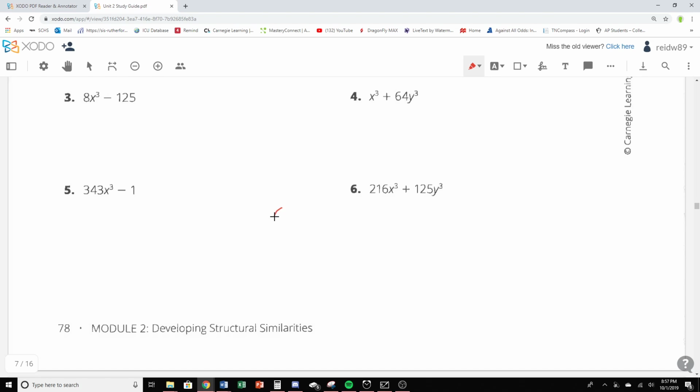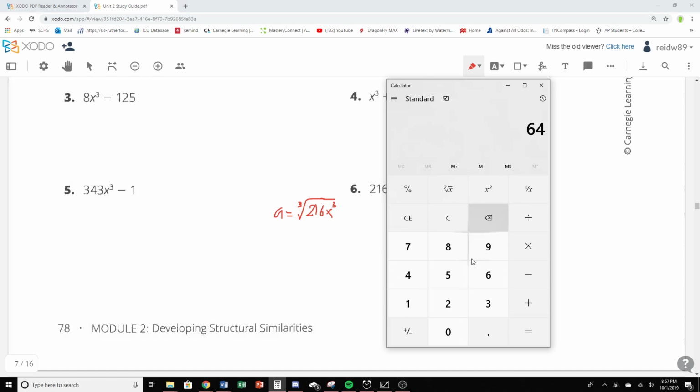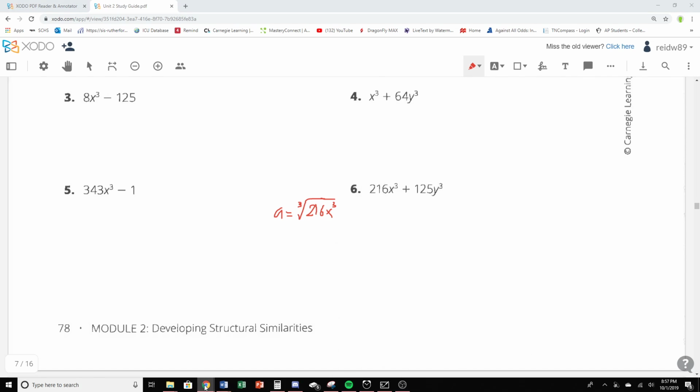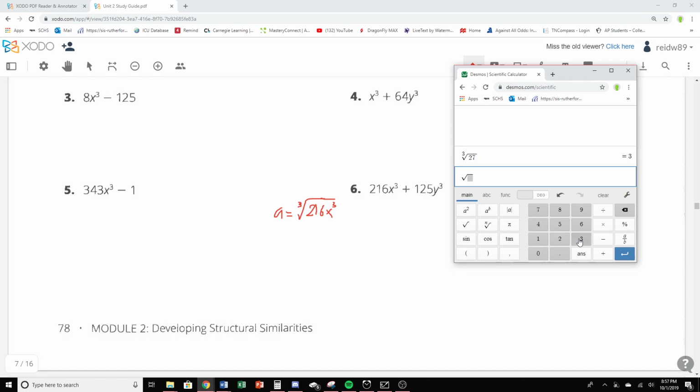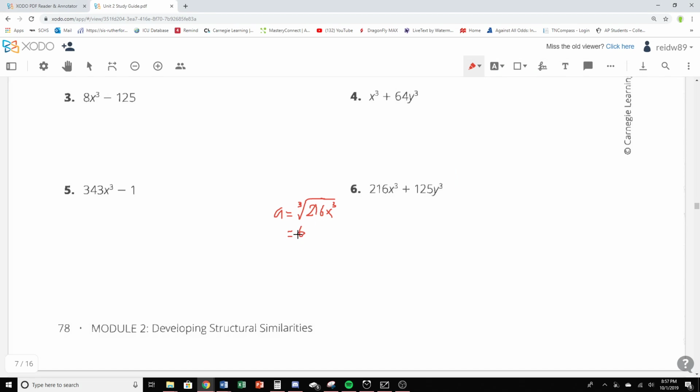So the first thing I want to do is find A. So A is equal to the cube root of 216x cubed. The first thing I want to do is check what the cube root of 216 is, because I didn't write that down. So we need to grab this calculator, do cube root, and put in the 216, and we'll see what we get. It's a 6. So I know my number is going to be 6, and then the variable is actually going to be x. So that's what A is.